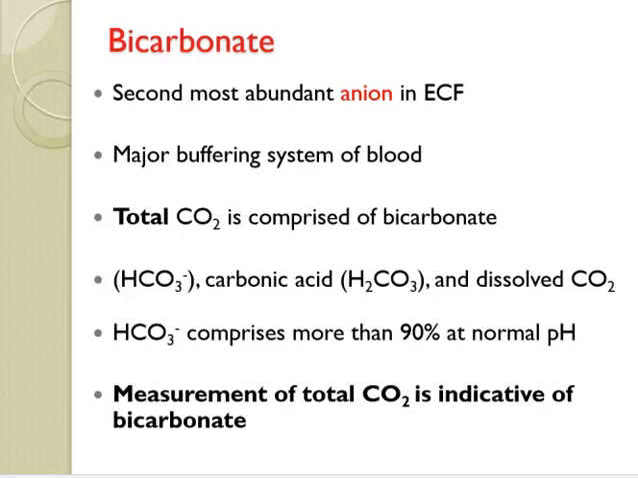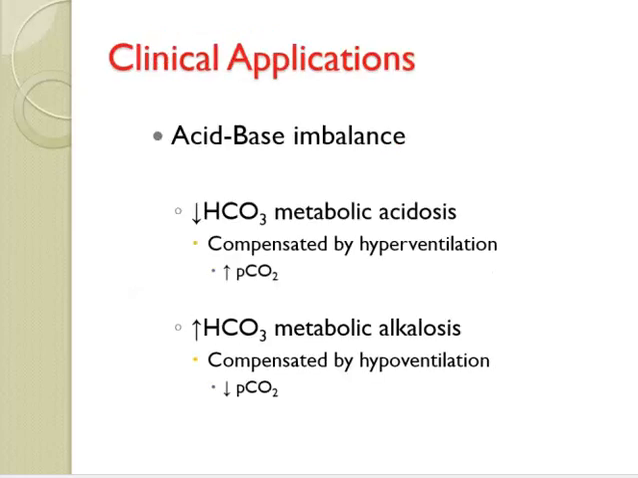You will have all three forms of bicarbonate, carbonic acid, and dissolved CO2 in your body. Your body will go from one form to the other depending on its need to raise or lower pH. Bicarbonate helps comprise more than 90% of normal pH, and the measurement of total CO2 is indicative of bicarbonate. In clinical applications, bicarbonate helps with the acid-base balance, and decreased bicarbonate means metabolic acidosis.